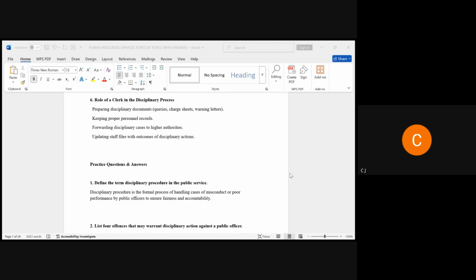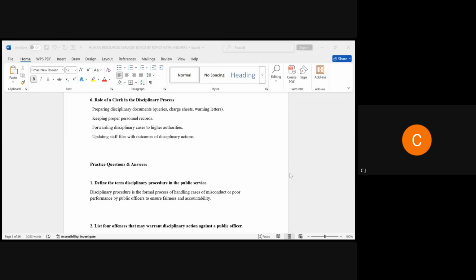Hiyo gross misconduct ndio gani sasa Fatma? You need to kupeana hiyo. Zile tunasema corruption, bribery, absenteeism, hizo ni gross misconduct. So hiyo ni general, just mention. Kama ya Sophie, sexual harassment, that is a gross misconduct. There's a difference between a misconduct and a gross misconduct. Gross misconduct is the one that is very serious, the serious offense a public officer commits. The other one, misconduct, is not that serious.